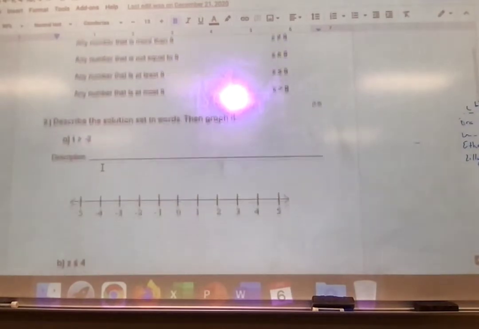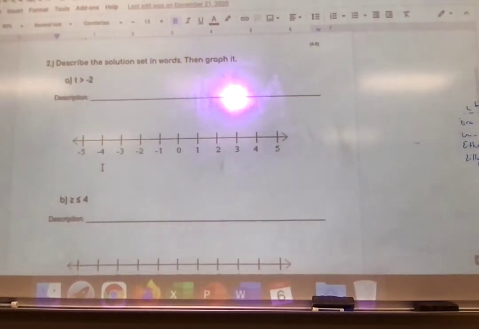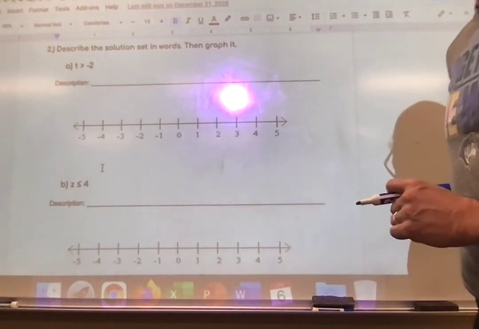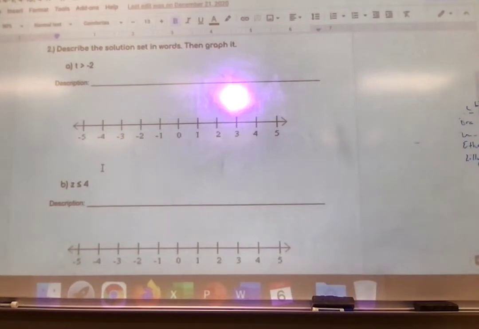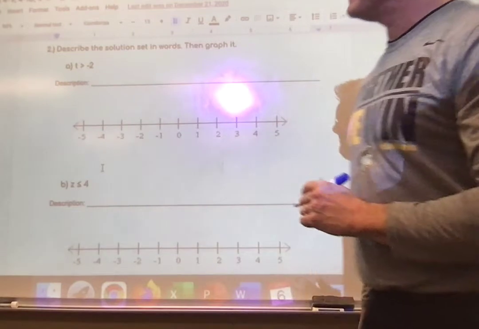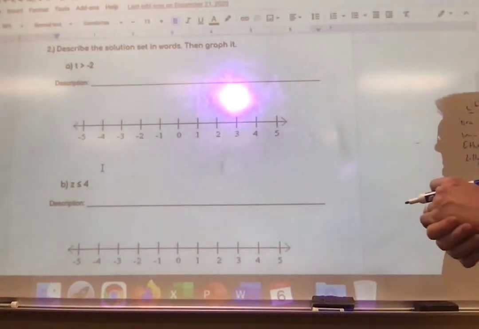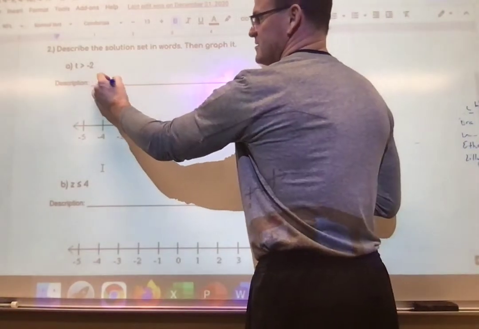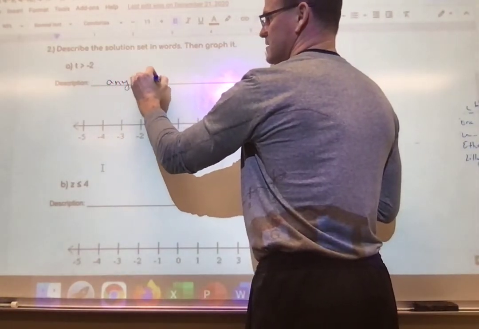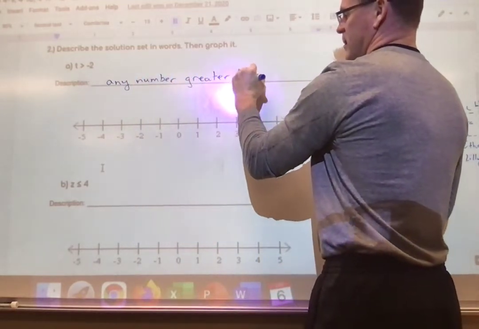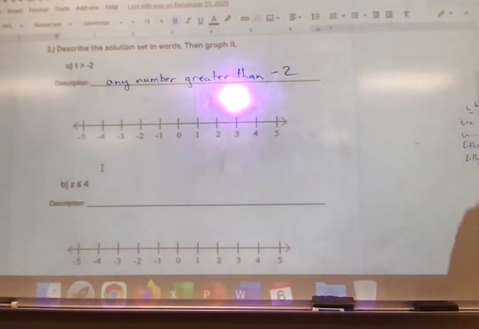Okay, number 2. We've got a couple up here where we're supposed to describe the solution set in words. We're going to figure out what's going on here. And then how do we graph these inequalities? So to describe this, t is greater than -2. Always say it first. t is greater than -2. So when we describe it, we know t can be any number is how we say that. So we would say any number greater than -2. Any number greater than -2 would make this true.